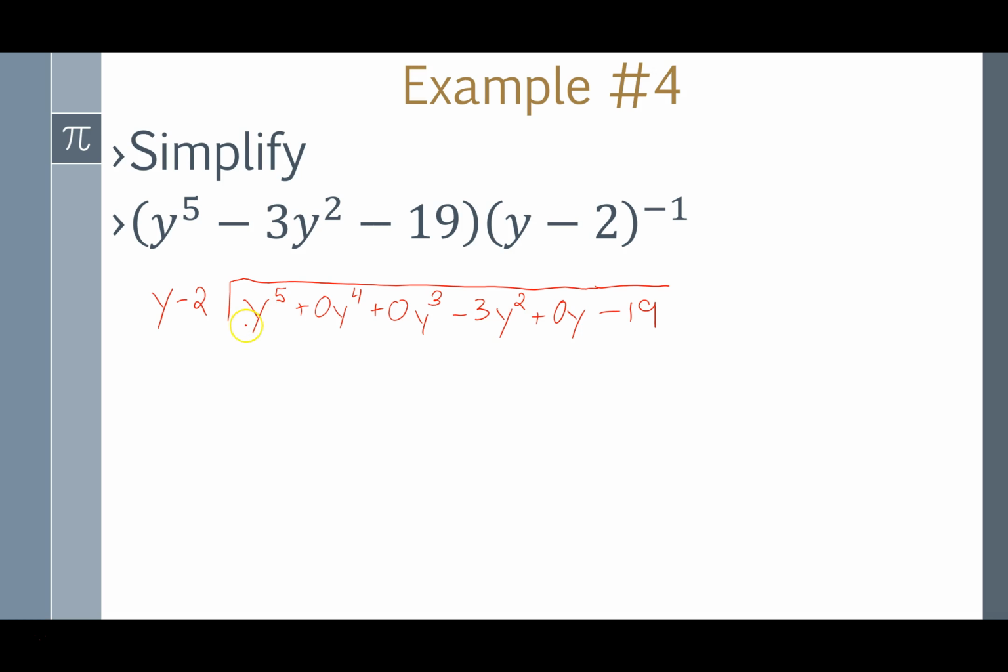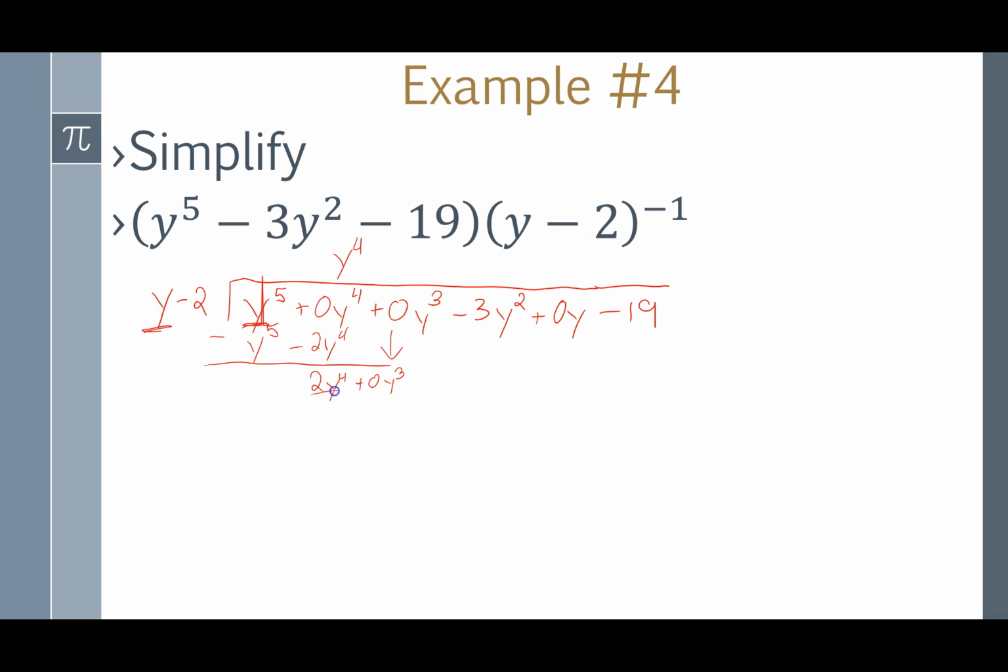So we begin, first term divided by the first term. Y to the 5th divided by y is y to the 4th. We now multiply, so y to the 4th times y is y to the 5th, and then minus 2y to the 4th. Again, we're subtracting. Y to the 5th is canceled, and this is where having the 0 y to the 4th is important, because it's 0 minus a negative 2, 0 plus 2, so it's 2y to the 4th. And then again, we'll carry down the next term.